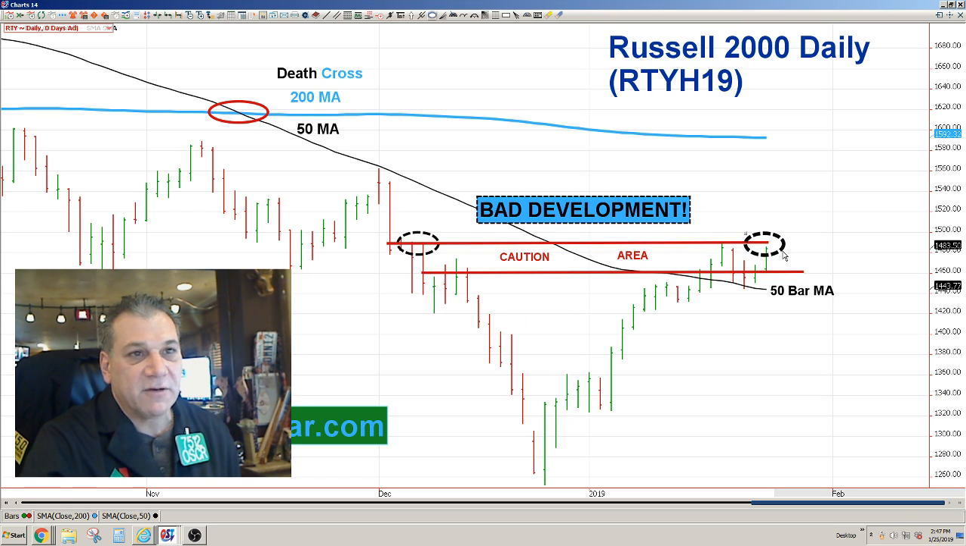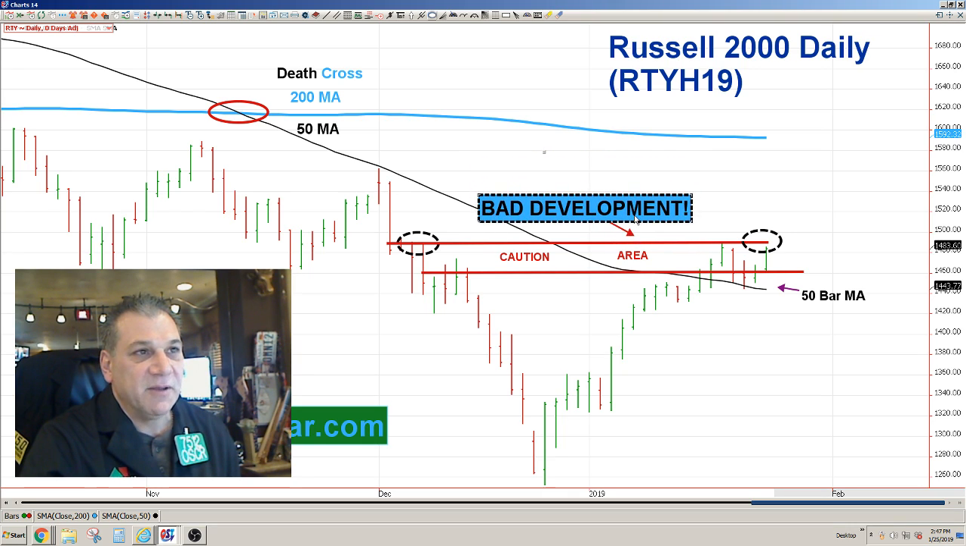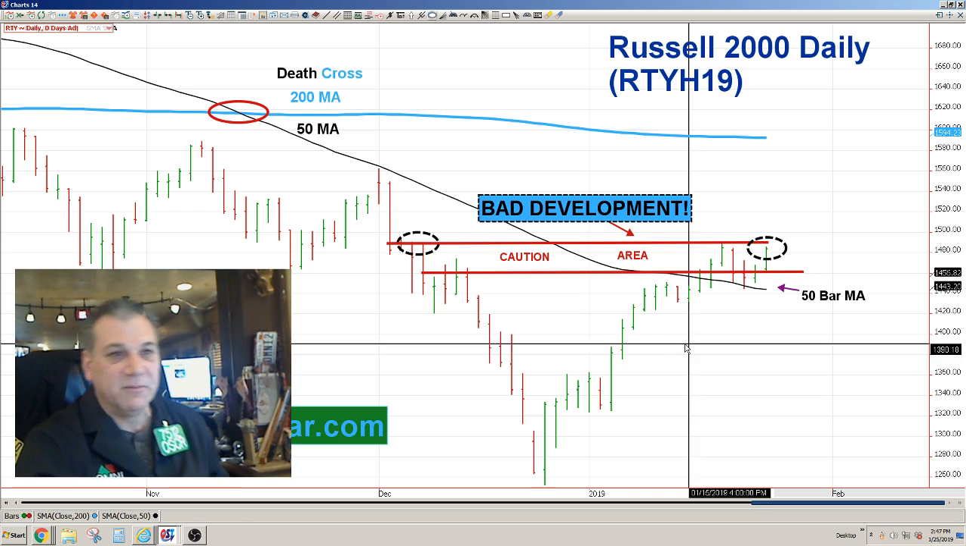But it's doing better. It's above the 50. So maybe what was a reason to be nimble turned into a bad development. Maybe all of that goes away and we can start to move higher. We'll see. We'll take it one day at a time.